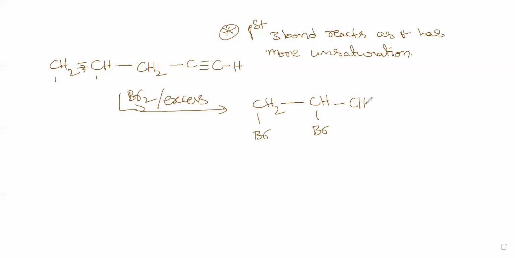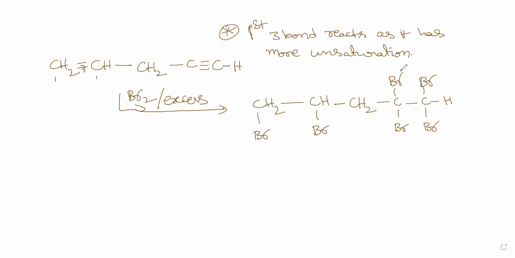And now, how many pi bonds are there? 2 pi bonds, right? Triple bond means 2 pi bonds. So you put like this, and again you add up the bromines. Clear?